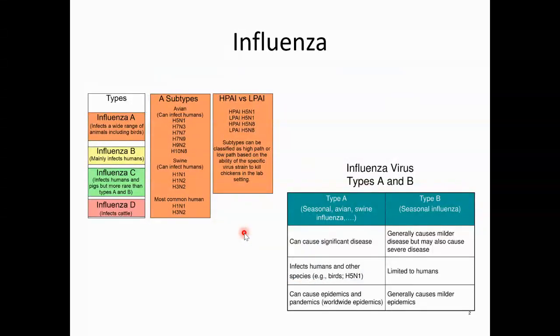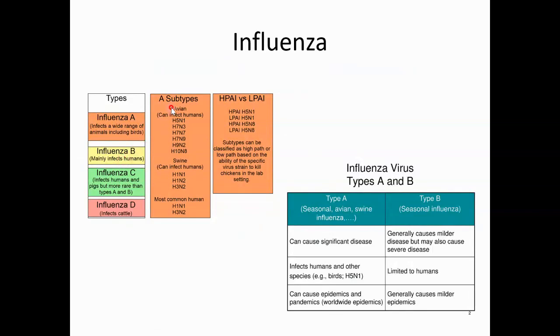As far as influenza, you don't need to know all this either. There are 4 types of influenza. Influenza A infects a wide range of animals, including birds. Influenza B really only affects humans. Influenza C affects humans and pigs, but it's rare, much more rare than A and B. These are the 2 common ones. In fact, influenza D infects cattle. This is not something that we are overly concerned about either. So we're concerned about influenza A and influenza B.